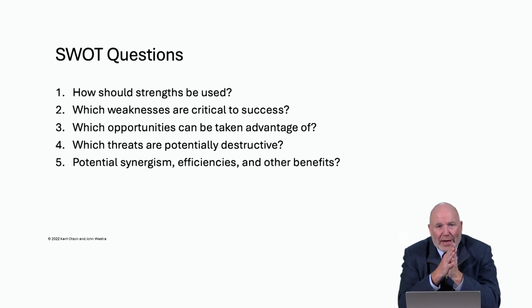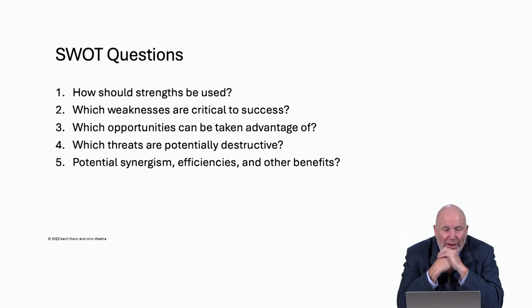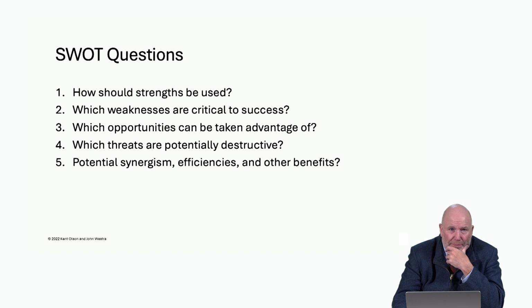So once we do that, in the old days they called this a TOWS matrix, which is the inverse of the word SWOT. How do you use those things to make a decision? And that's literally what these 5 questions are looking at. What are those things that we should be looking at as part of a SWOT analysis and going through those?